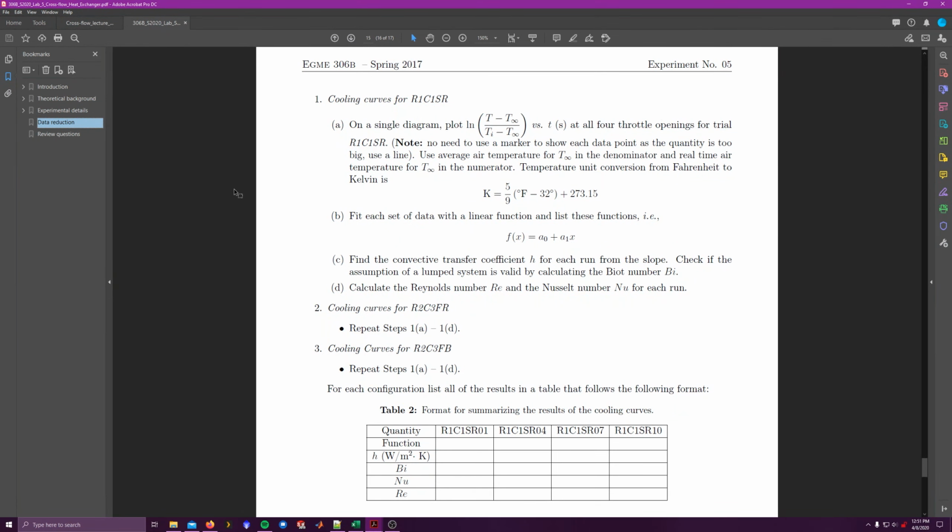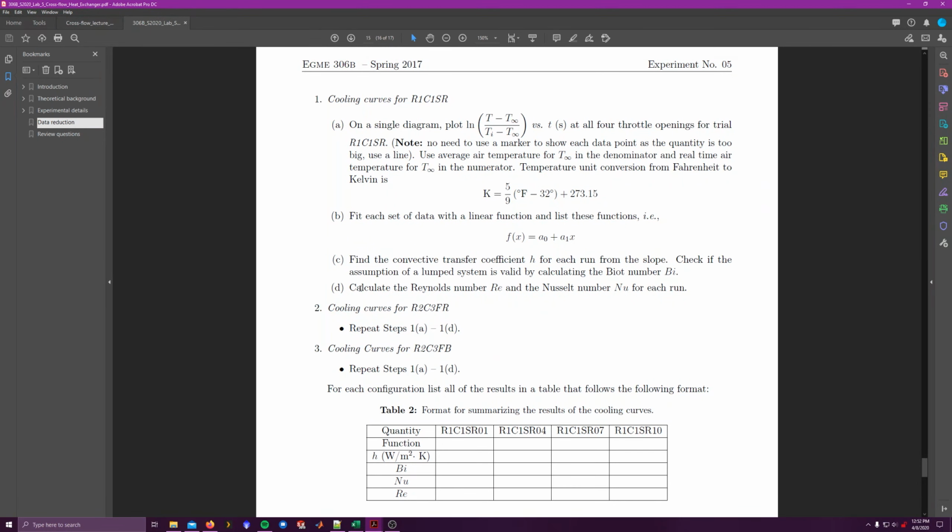Okay. And then we're going to find the heat transfer coefficient for each run. And we're going to be finding that from an equation that we're going to develop in a lecture, where the heat transfer coefficient will basically be the slope that we have from this equation. Okay, and then we're going to see if we can actually apply our lumped system assumption that we're going to use. So we're going to make this assumption basically to make our calculations a bit easier. And if you remember from your heat transfer class, this is only valid if our Biot number is less than 0.1.